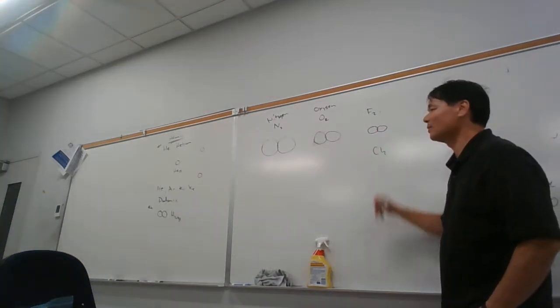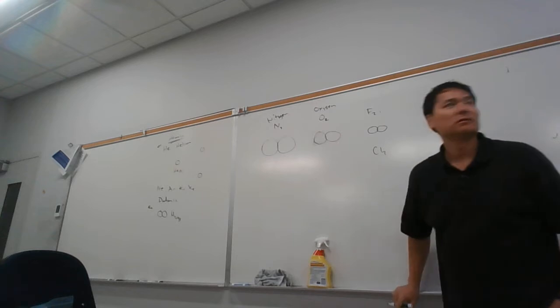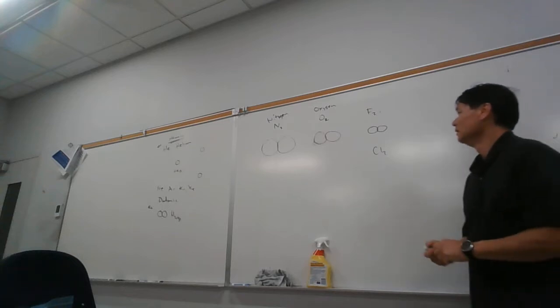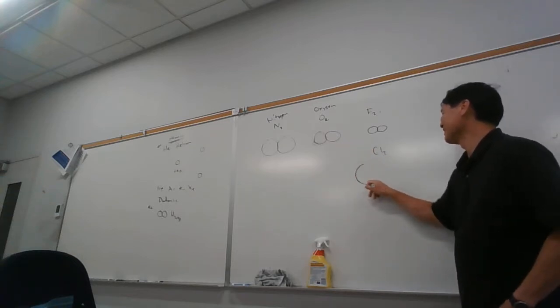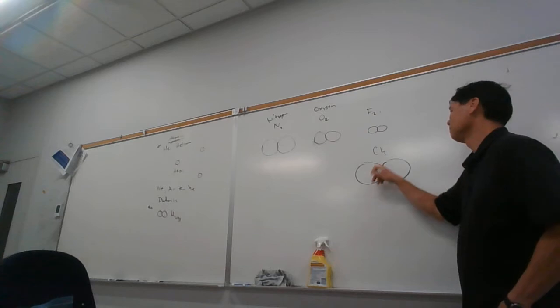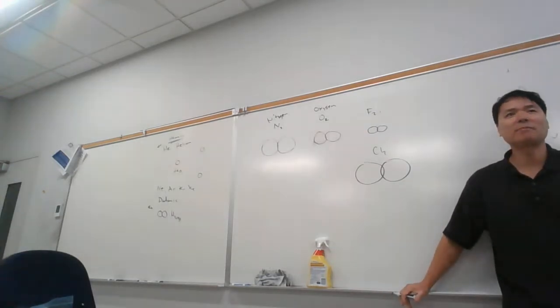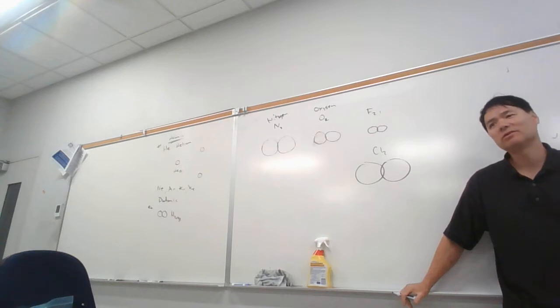How many protons does chlorine have? Chlorine has 17 protons. So chlorine should be minuscule, like really, really tiny. Right? But is it? Actually, chlorine is bigger than all these. So we have to at least hypothesize why chlorine is bigger than all those.